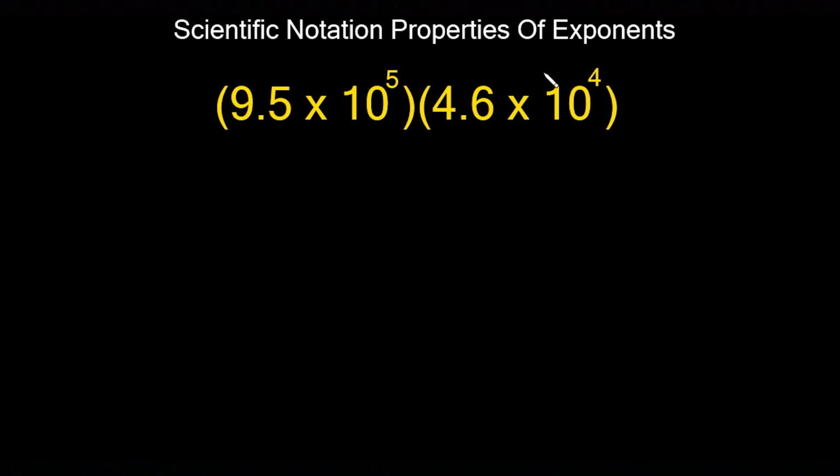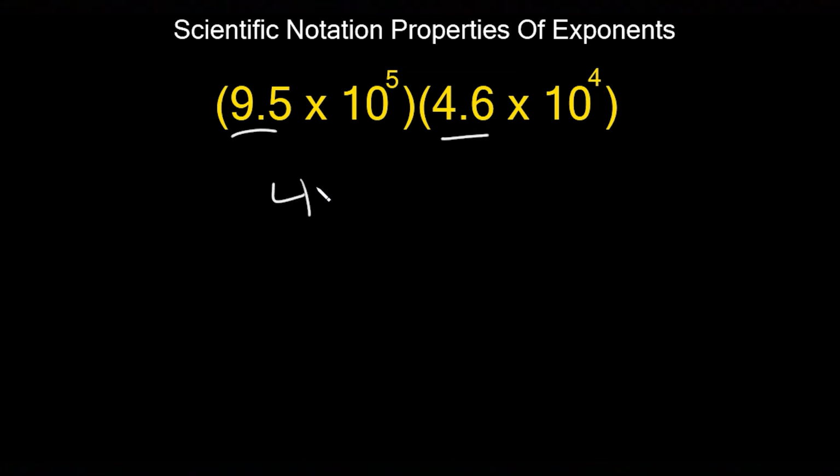Whenever you are dealing with properties of exponents and scientific notation, it's pretty straightforward because you're going to be doing pretty much the same thing every single time. The first thing you want to do is figure out what your m is going to be. Your m value right here is 9.5, and your m value right here is 4.6. It's telling us to multiply. So before we worry about the exponents, I'm going to focus on 9.5 and 4.6. In your calculator, you're going to do 9.5 times 4.6. When you do that, you get 43.7.